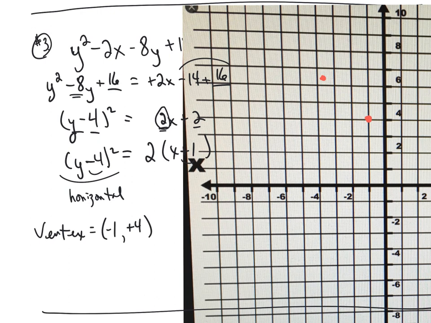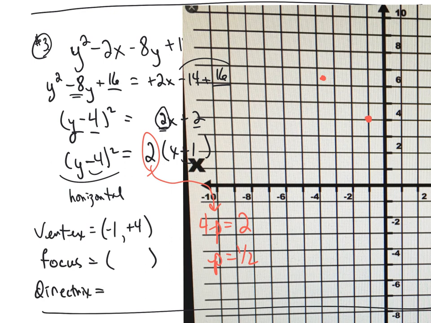Then we've got to figure out the p distance. So what I do is I take whatever the number is in front of the second set of parentheses, and I set that equal to 4p. So 4p is always equal to whatever that number is. So when I divide both sides by 4, that means p is equal to 1/2. So the distance from the vertex to the focus is going to be 1/2, and the distance from the vertex to the directrix is going to be 1/2.